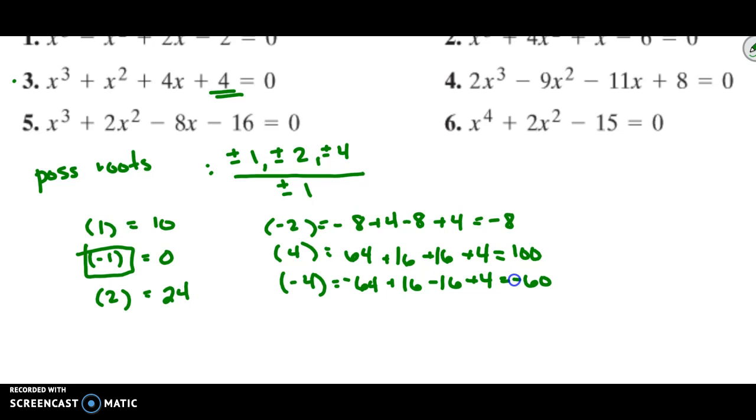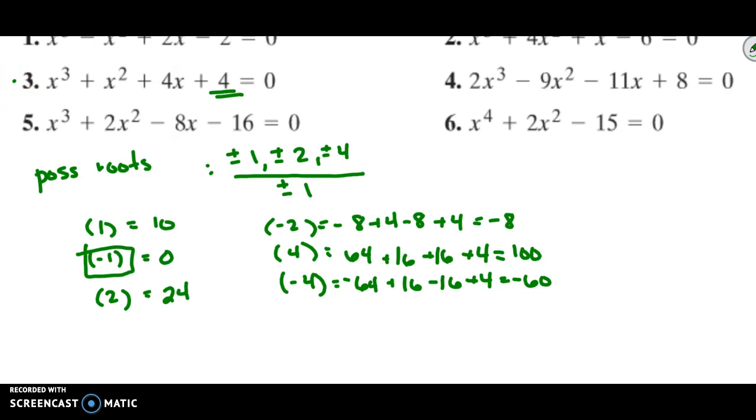Therefore, the only actual rational root that we have is negative 1. Now remember, you have one problem where you're listing your possible roots, so you would just do plus or minus 1, plus or minus 2, plus or minus 4. And then you have a second problem where you actually have to test them like we just did here. And then you would just somehow indicate that the actual rational root, if there is one, would be that particular number.